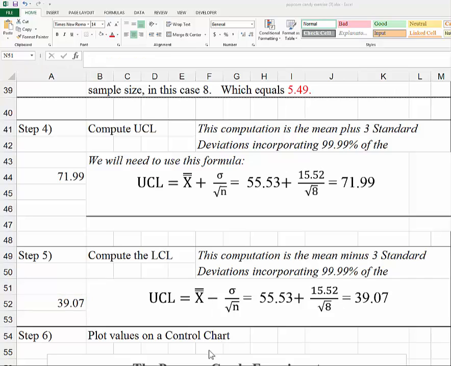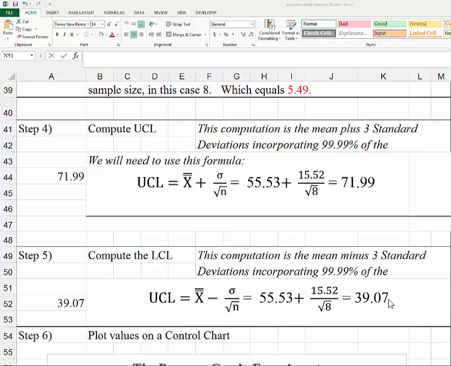So you can see I actually had to move this formula. It was up here because I had put this one down here, but nonetheless they're all organized now. So the upper control limit is 71.79, or about 72. If we had a bag that weighed more than 72 grams, then we had something that was odd. And then the lower control limit was 39.07.